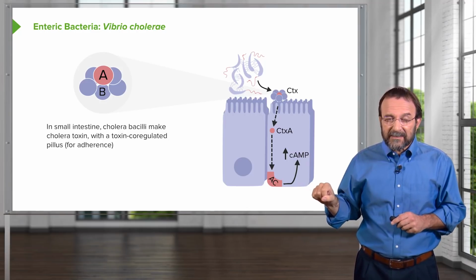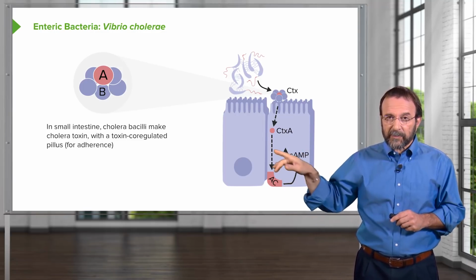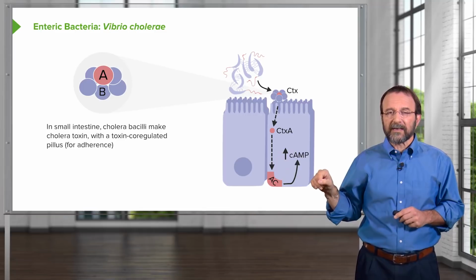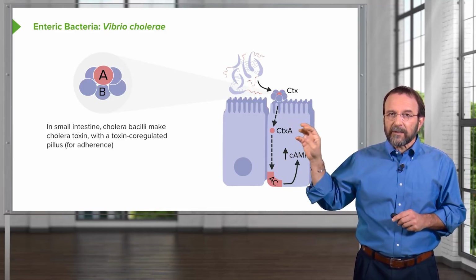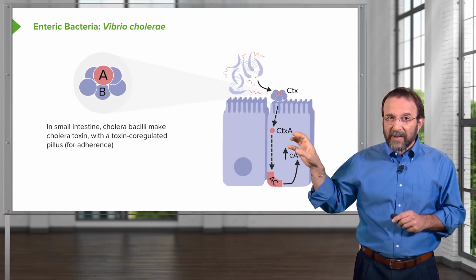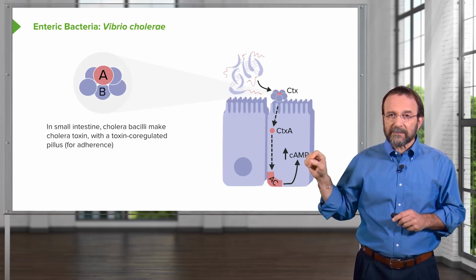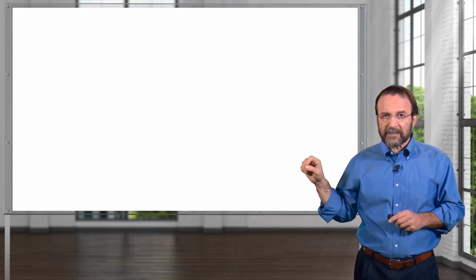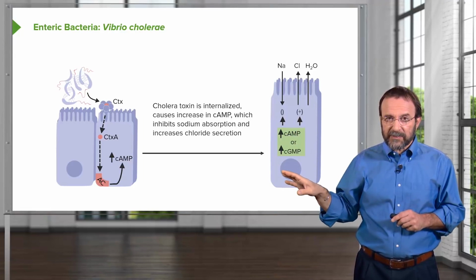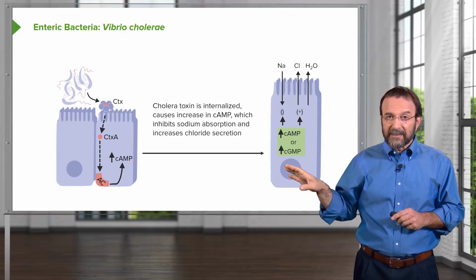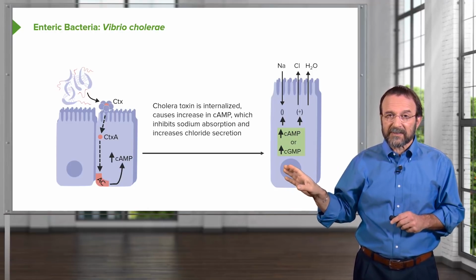And this pilus allows the cholera to adhere to the surface of the mucosal epithelium, which is shown in the diagram on the right. So you have Vibrios, which are curved bacteria with a flagellum. They enter the intestinal tract, they make this pilus to adhere, and they produce cholera toxin at the same time. So what does cholera toxin do? It binds to a receptor on the surface via the B subunits. It's internalized, and the A subunit is released into the cytoplasm of the cell.